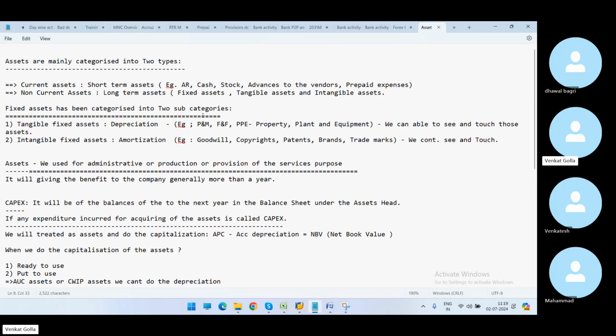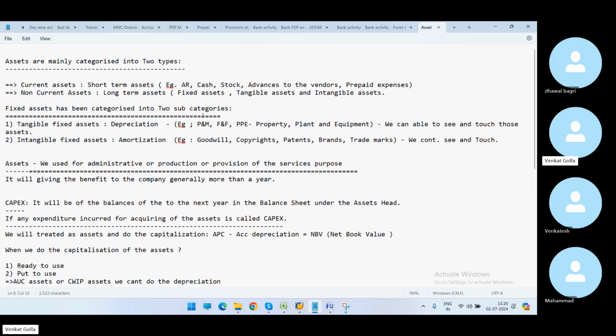So basically, assets are categorized into two categories in terms of our financial statements: current assets and non-current assets. Current assets are basically for the short term, our day-to-day business operations. When we are doing day-to-day operations, we can convert those assets into cash within a very short period. Non-current assets mean long-term assets. In our financial statements, we can see current assets and non-current assets.